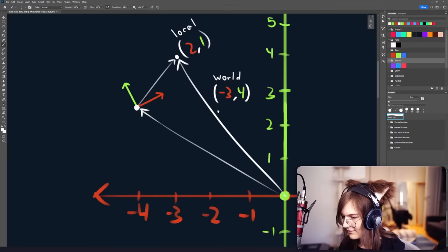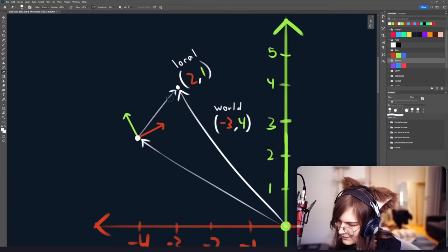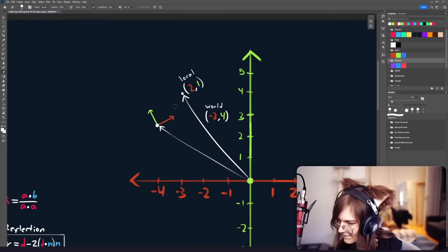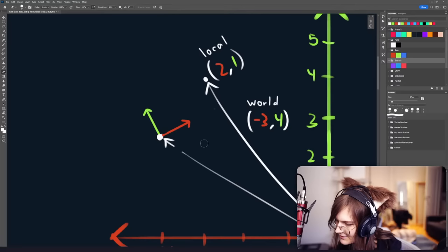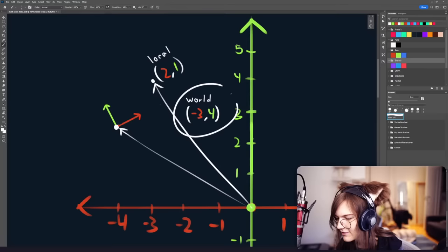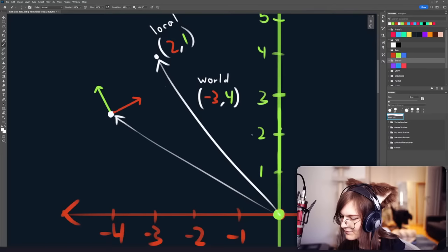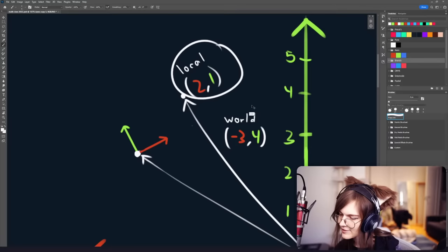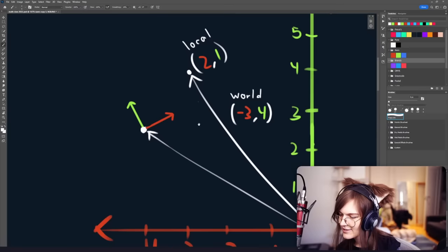Okay, so let's erase this. Let's see, do we erase that one? No. All right, so now we want to do the opposite. We want to go from a world space position to a local space position. So now we're starting with this vector, the world space interpretation of that coordinate, and we want to figure out the local space coordinate. This is going to be a pretty similar process, except it's kind of all reversed.